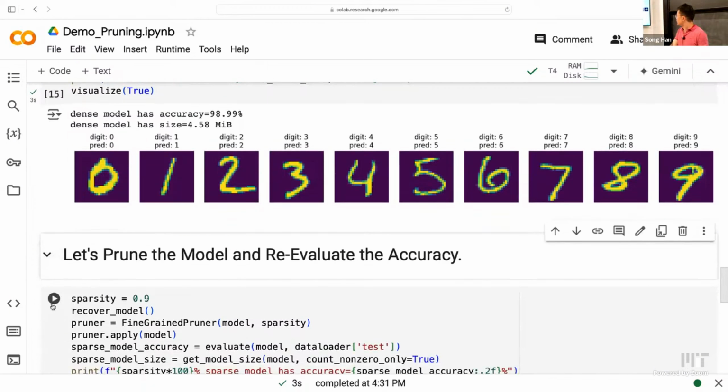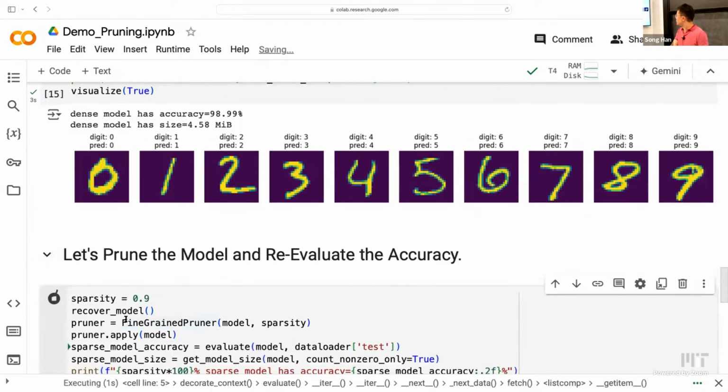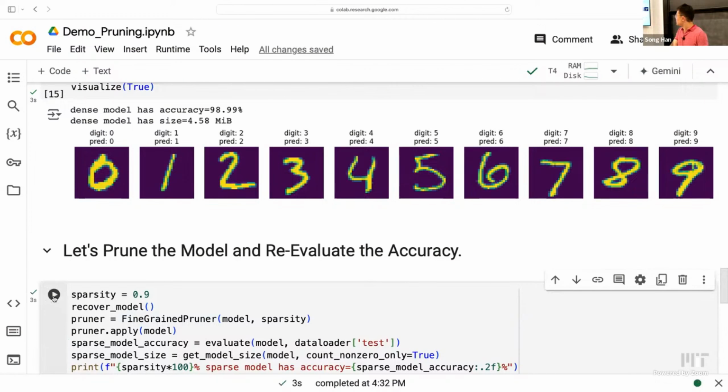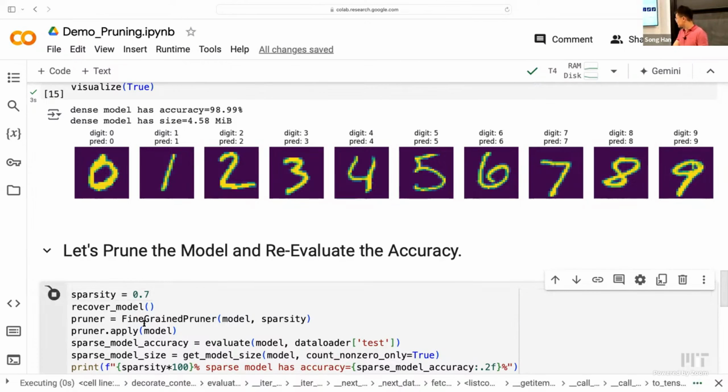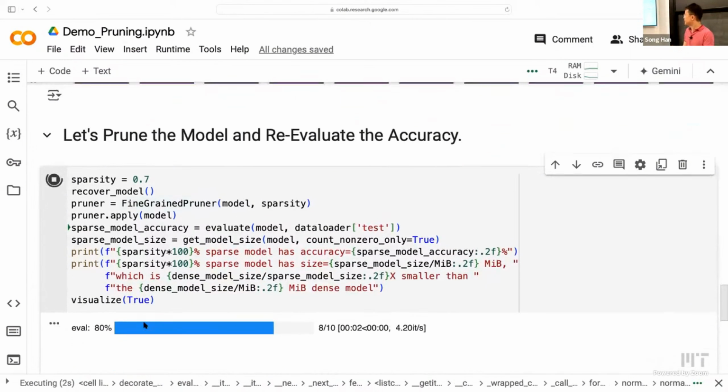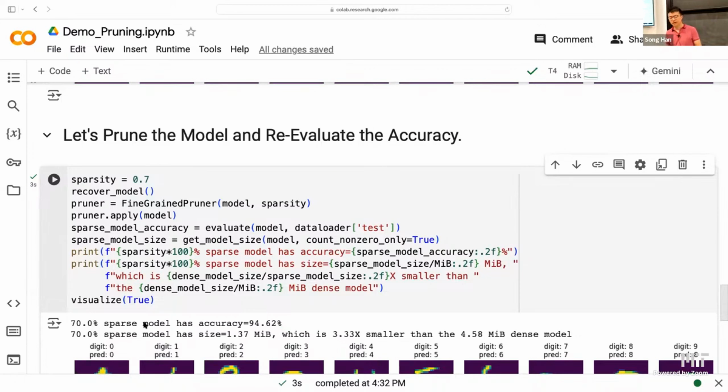Then let's do the pruning and apply a pruning ratio. Let's start with a moderate pruning ratio, maybe 70%. Let's prune away 70% of the parameters and see what happens.